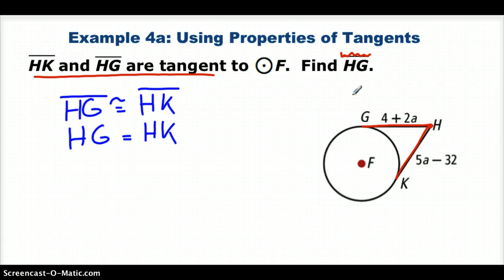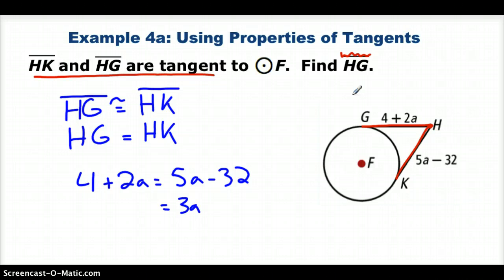Right, so now we're given some kind of algebra here to do. So I can just say, well, HG is 4 plus 2a, and HK is 5a minus 32. And we can just do a little algebra and solve here. I'm going to subtract 2a from each side, which will give me 3a. And I'll add 32 to each side, which will give me 36. And if I divide each side by 3, I'll get that a equals 12.